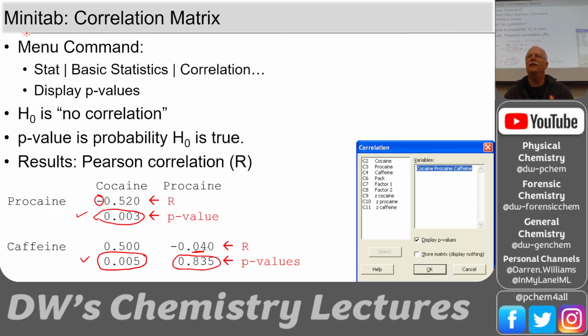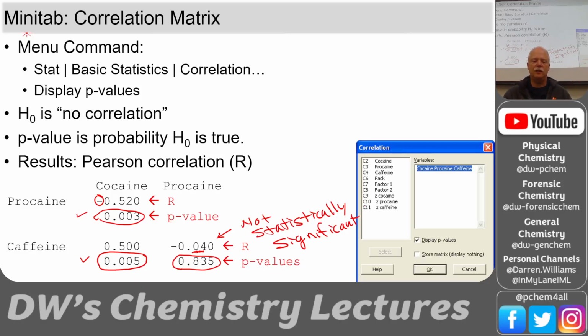Not much, right? It's 0.83. So 84% chance that one's just done by variability in the data. So the null hypothesis has an 84% chance of being true. No correlation. So even though we can calculate the correlation between procaine and caffeine, we're saying that's not statistically significant. Okay, so that's the conclusion that we would get.